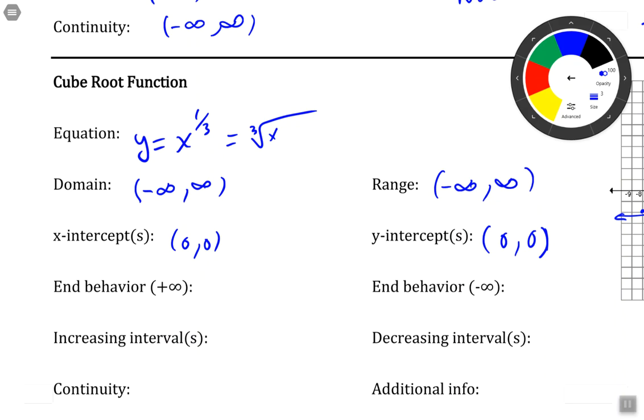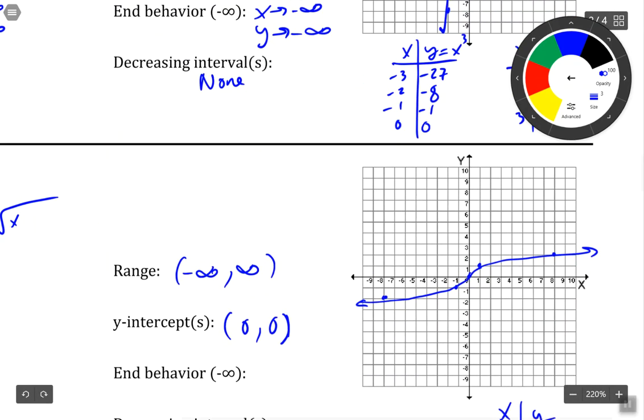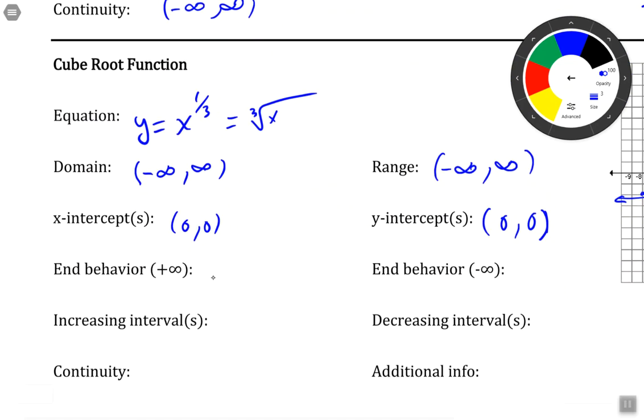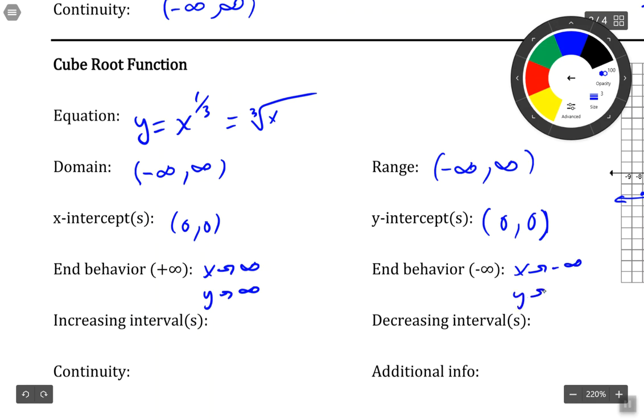Okay, end behavior. As x goes to negative infinity, what does y go to? Negative infinity. As x goes to positive infinity, what does y go to? Positive infinity. So they're still going in the same direction. As x goes to positive infinity, my y goes to positive infinity. As x goes to negative infinity, my y goes to negative infinity. Does everybody see it on the graph?